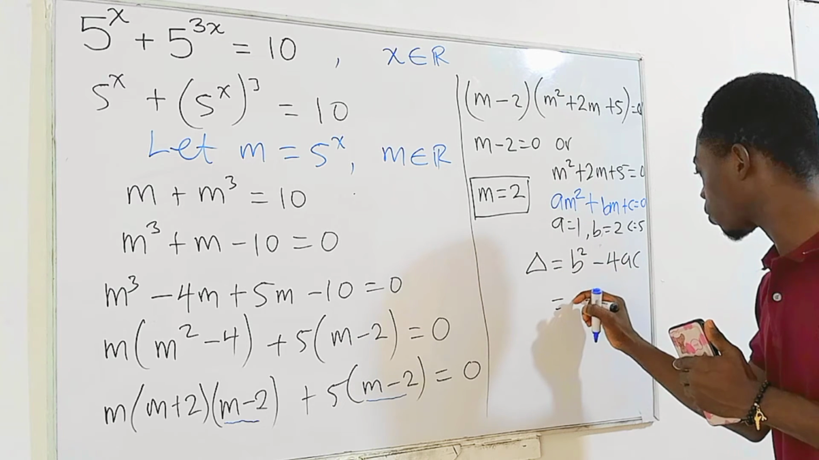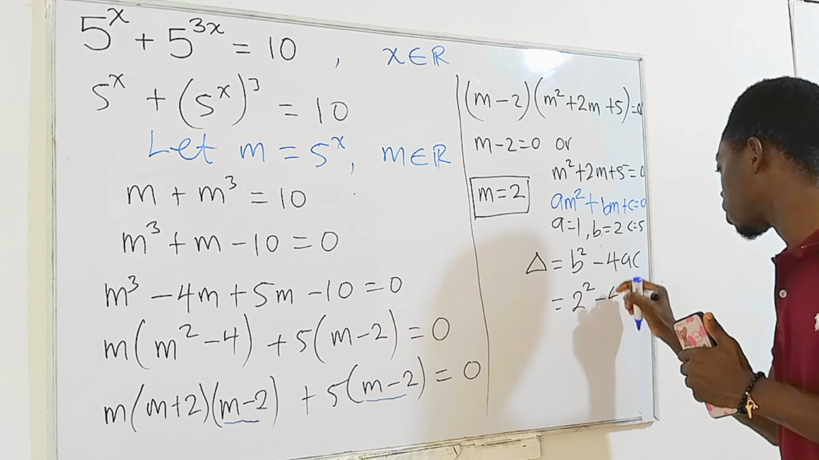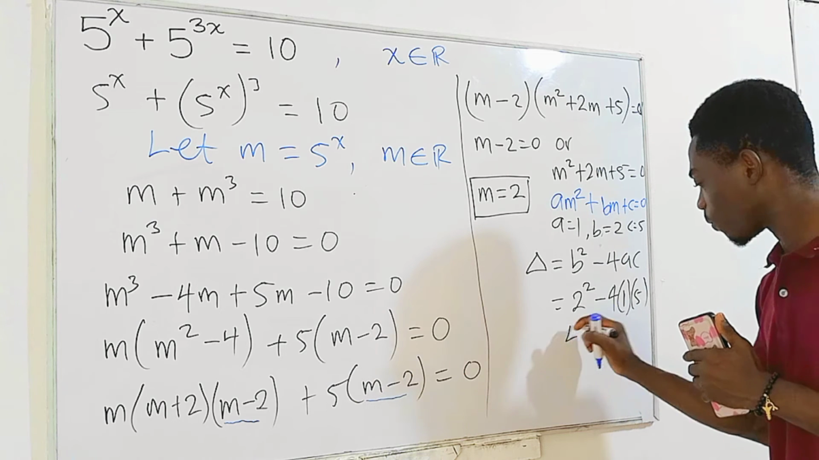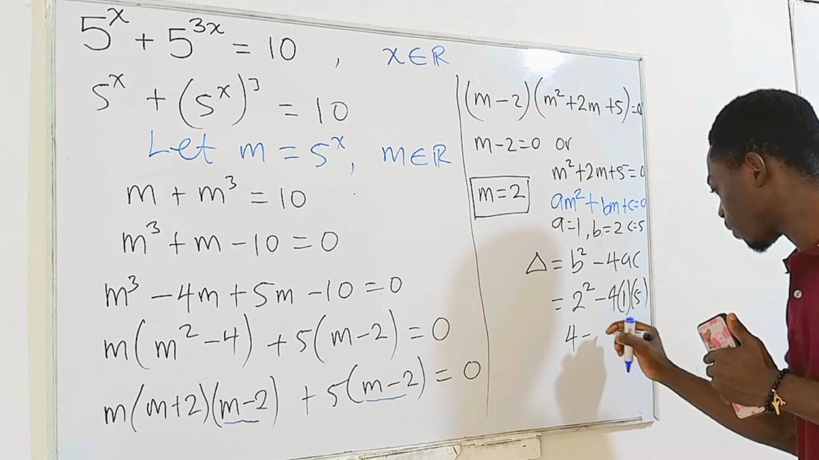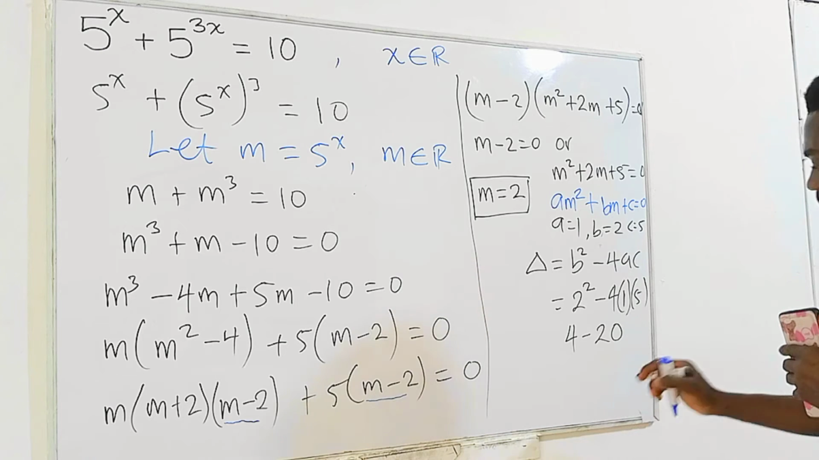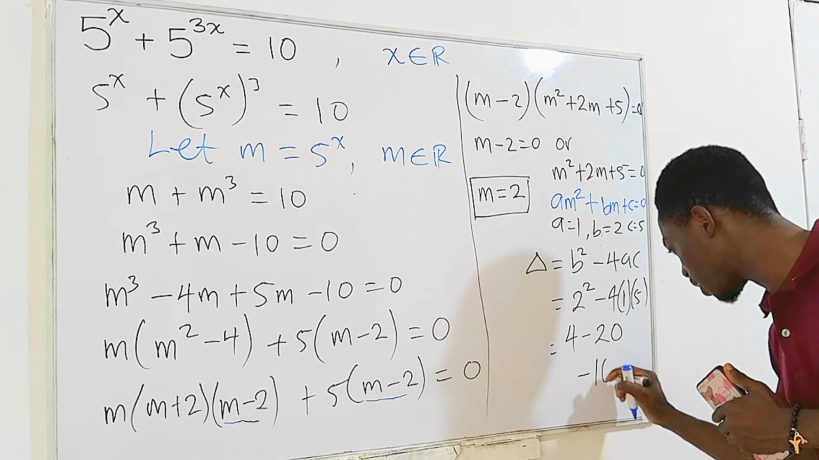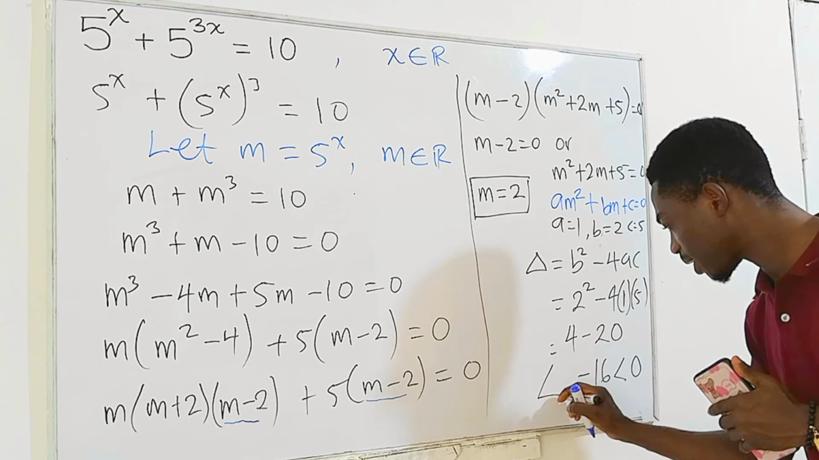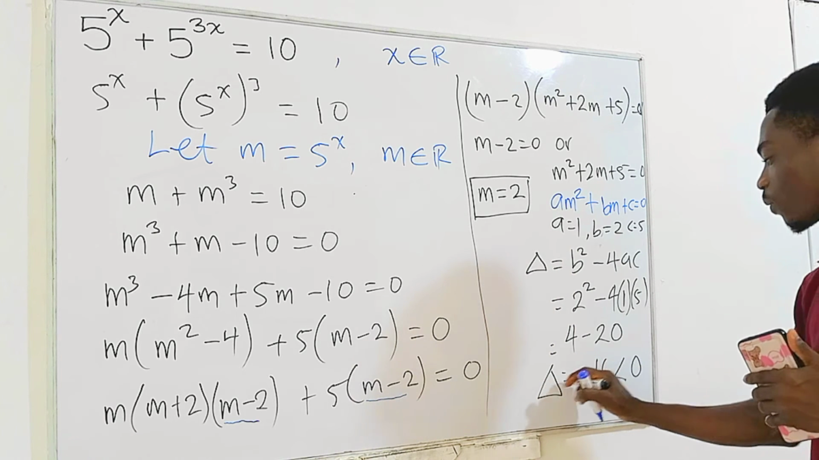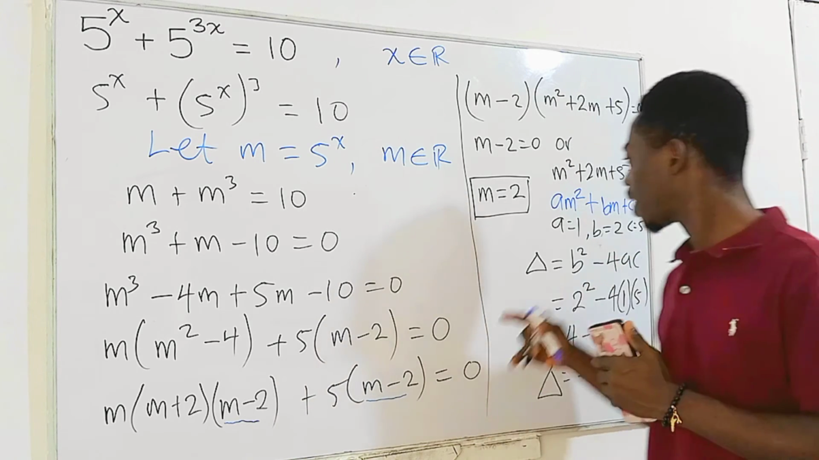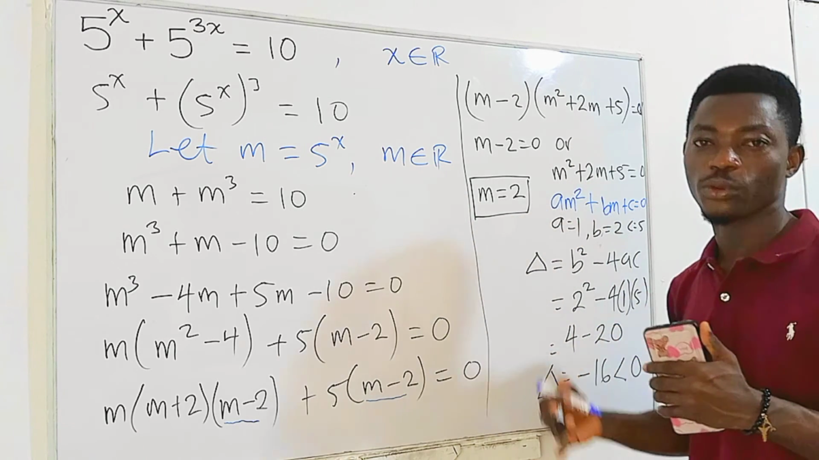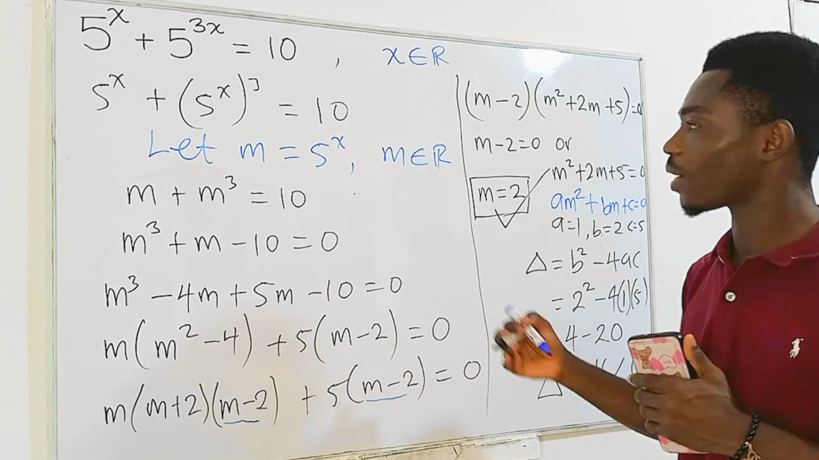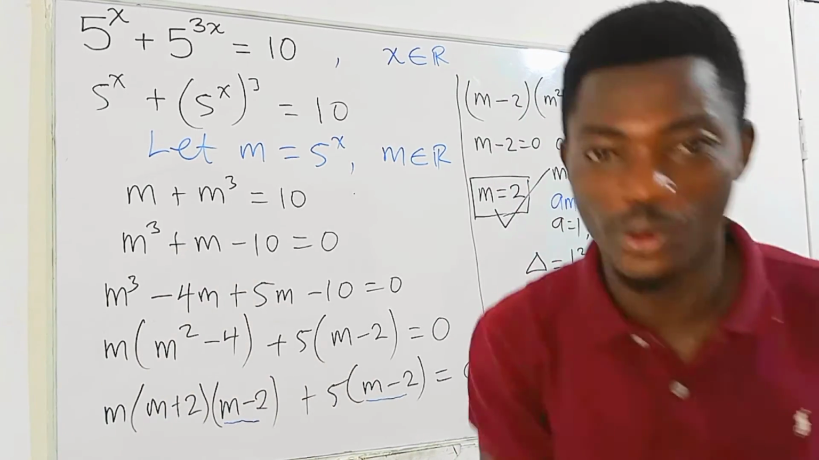Now, we know that b is equal to 2, so we have 2 squared, then minus 4 times a is 1 and c is 5. And this time we are going to have 4 minus 4 times 5 is 20, so we're going to have negative 20. And this time we are going to have negative 16 as the answer. And of course, negative 16 is less than 0. That means that delta is also less than 0. And of course, the fact that delta is less than 0 means that this quadratic equation right here does not have real solutions. So actually, we are going to consider only m is equal to 2 to figure out the value of x. And do not forget that we are looking for x and not m.